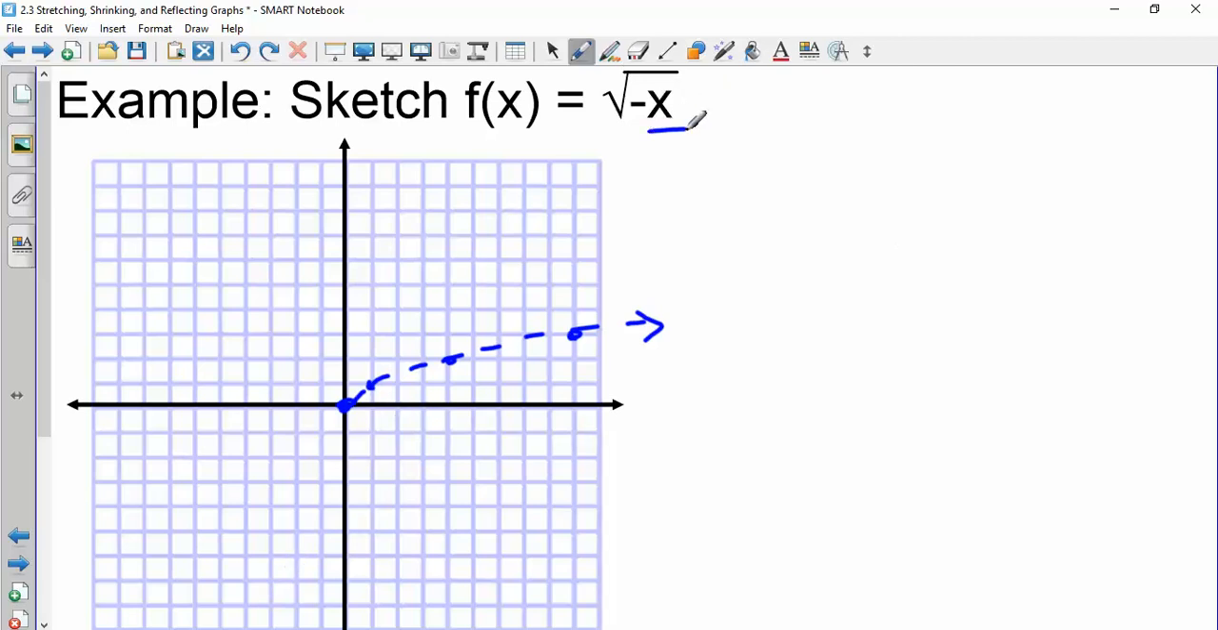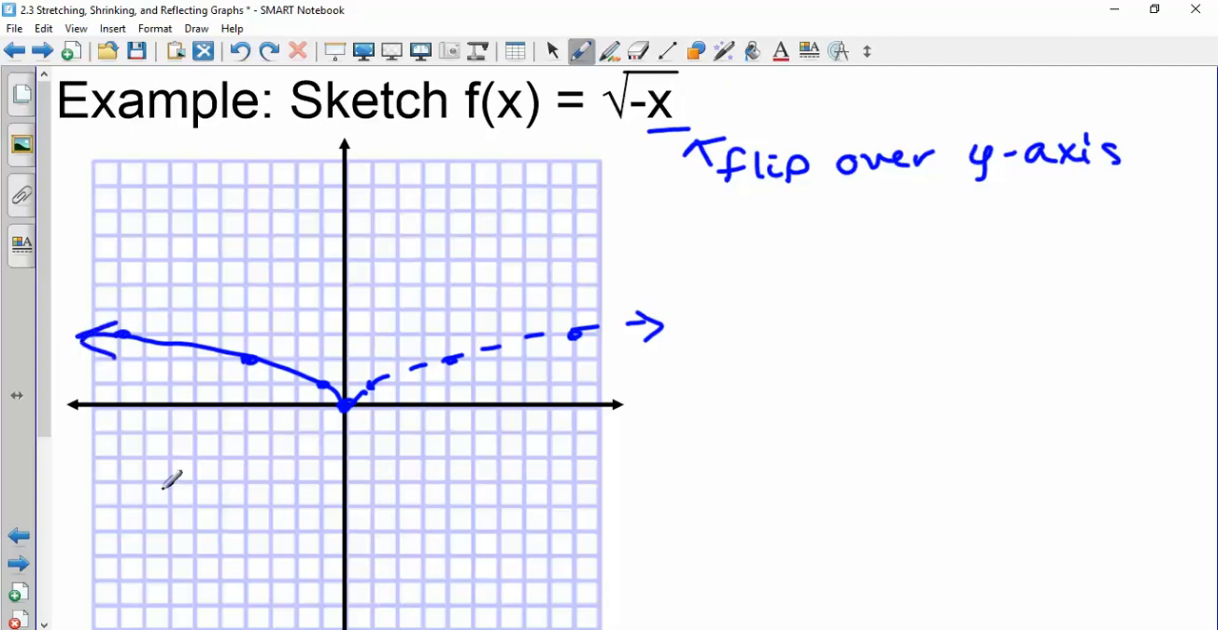This negative is attached to my x value. Inside is x. So if I were to take these points and make the x negative, it flips it over the y-axis. Or if you think about your point, this is when x is 1, so if x becomes negative, it's at negative 1. X is 4, that would go to negative 4. X is 9, that would go to negative 9. So your actual graph looks like that.